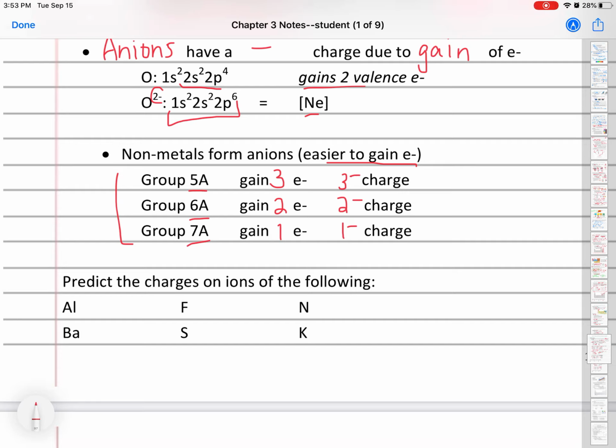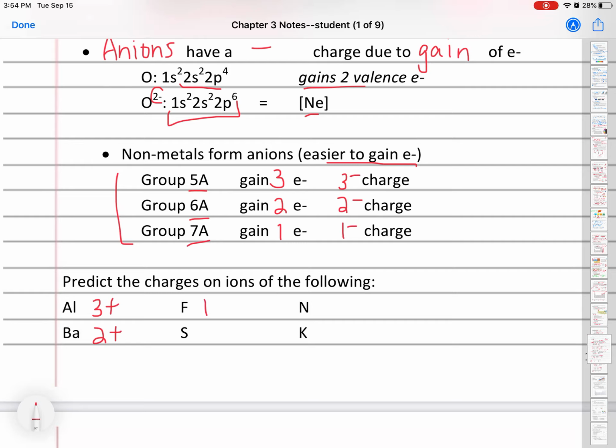Okay, so just using the periodic table for these main group elements, we can determine the charge of an ion. So I'll do these. Again, you might want to pause your video, try it yourself, and then check back. Aluminum is in group 3A, so it's going to lose 3 and have a +3 charge. Barium is group 2A. It'll lose 2 and have a 2+ charge.